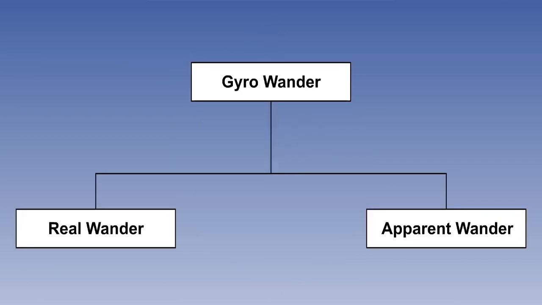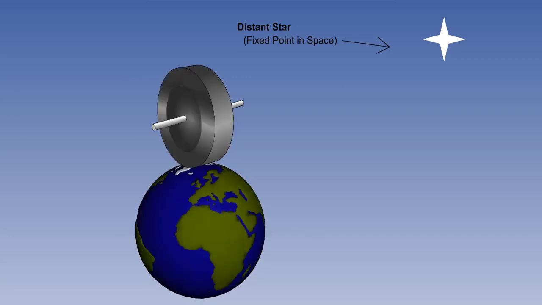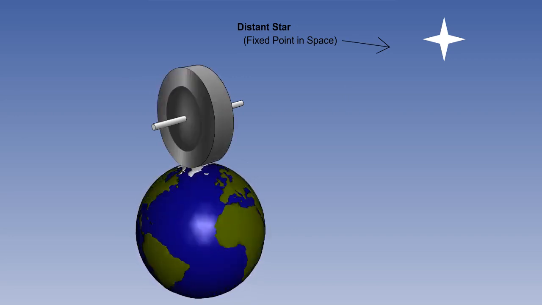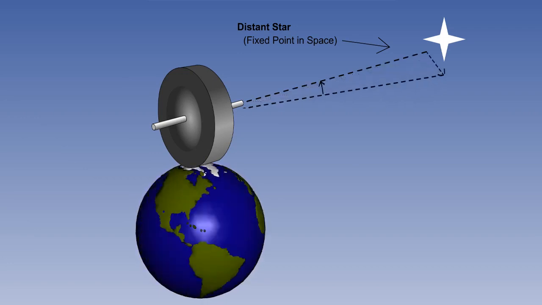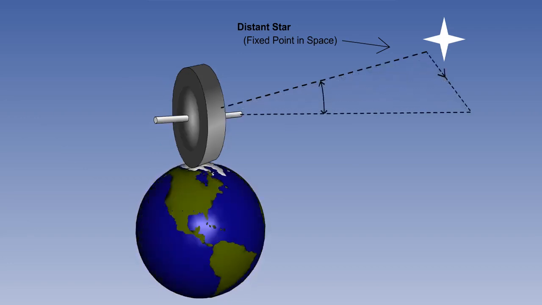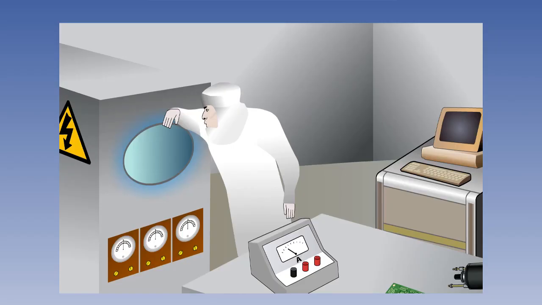The broad subdivisions of gyro wander are into real and apparent. Real wander is caused by mechanical imperfections, such as gimbal friction or rotor imbalance. Unlike apparent wander, the spin axis is actually moving with respect to space. Real wander is minimized by high-quality engineering and manufacturing techniques.